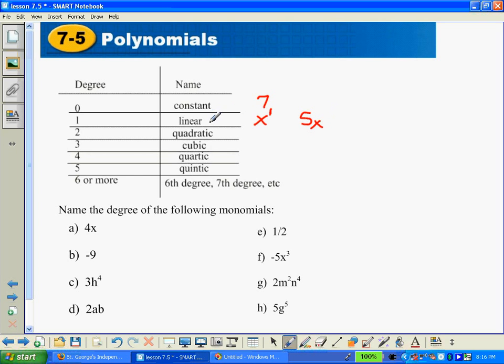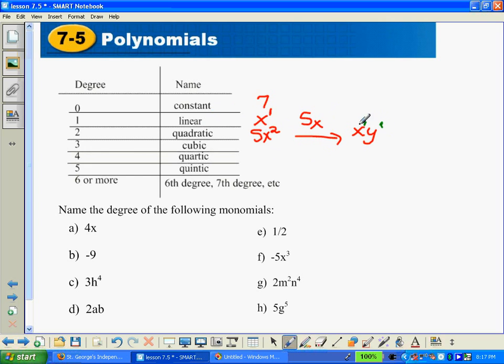Now I want to show you a little more complicated example. If you have the monomial xy, what's the exponent of x? It's 1. The exponent of y is 1. And if you have more than one variable in a monomial, to find the degree you have to add all the exponents. So 1 plus 1 is 2. That makes it degree 2. That makes it a quadratic monomial. A cubic monomial would be a monomial that has a variable exponent of 3, like y to the third.